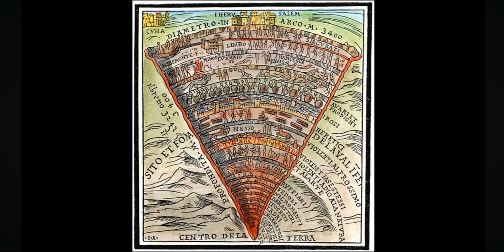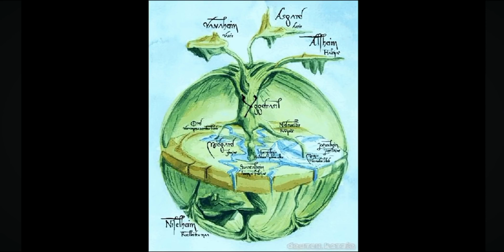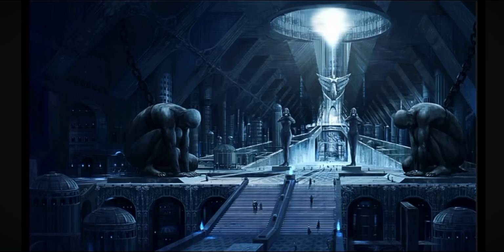Dante's Inferno speaks of the 9 levels of hell below the earth. In fact, Hel and Niflheim are the names of the underworld in Norse mythology.